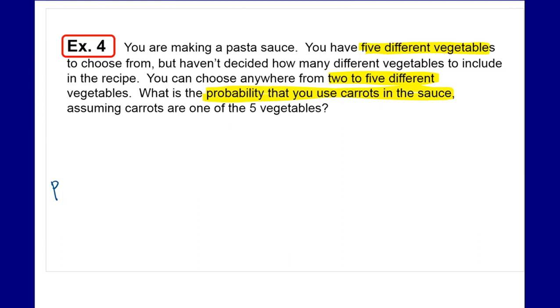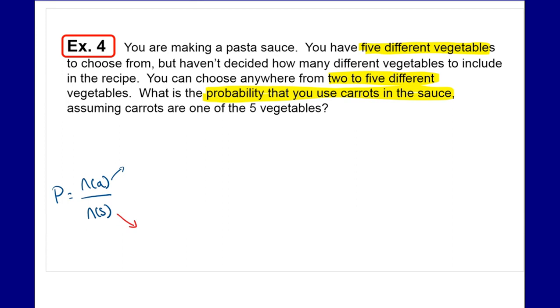So let's go through and break up our probability. NA divided by NS. Successful outcomes, total number of outcomes. So again, NS may be a little bit easier because we're looking at the total ways to do something without any restrictions. So what are we doing? Well, we're selecting vegetables. How many? We can select anywhere from 2 to 5, from 5 different options.